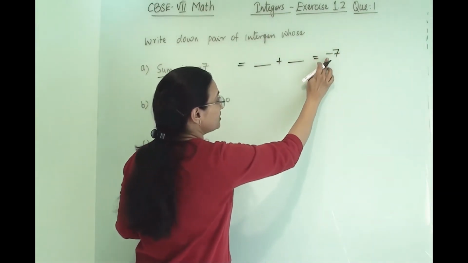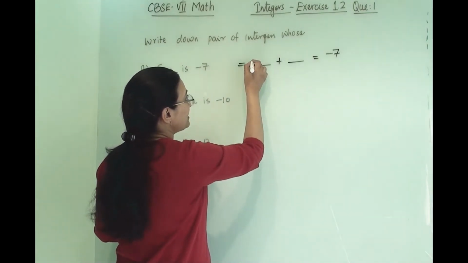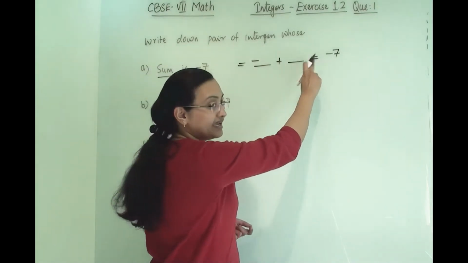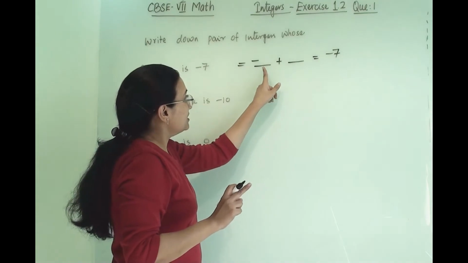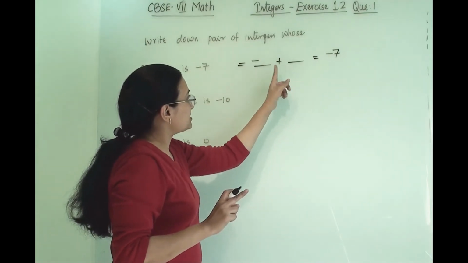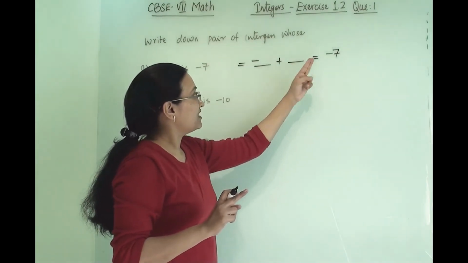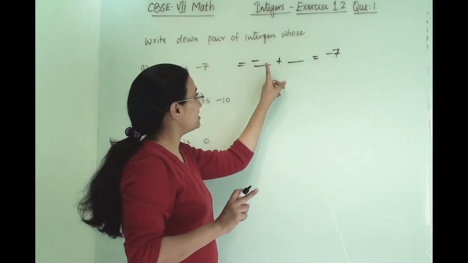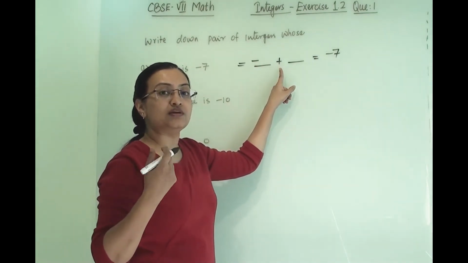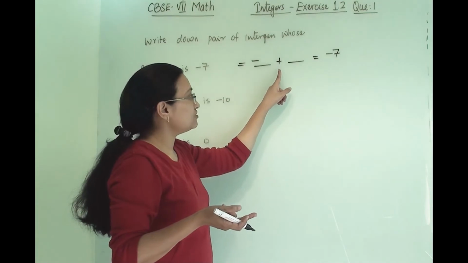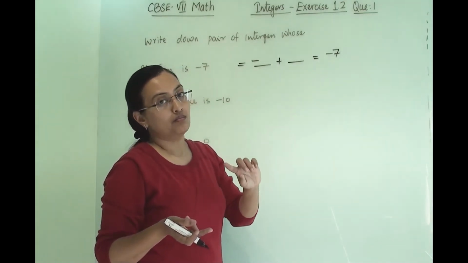First of all, it is minus, so the bigger integer or bigger number should carry the minus sign. Now here it is 7. So when one integer is positive and one is negative and these two are added up, then only we will get minus 7. But here one integer is negative, so this cannot be addition, it will be subtraction. So we need to write two integers whose subtraction will be minus 7.